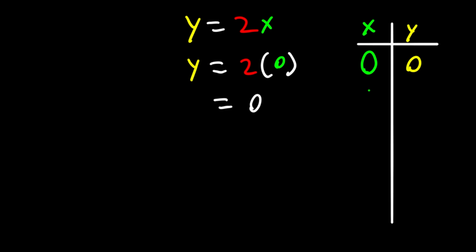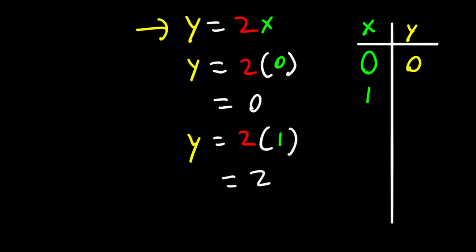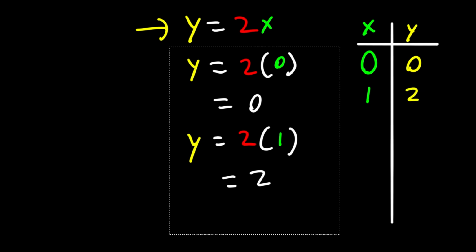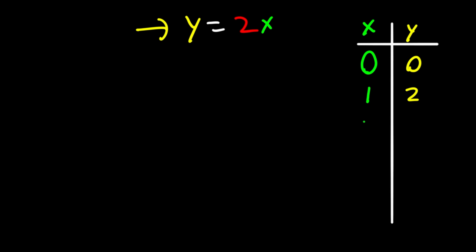Now what about when x is 1? So we're going to copy the first line, and the only thing that we're going to change is x. So we're going to change x with the number here, which is 1. 2 times 1 is 2. So that means y equals 2. What about when x is 2? So we're going to replace x with 2. So we have 2 times 2, and that's going to be 4. So y equals 4.